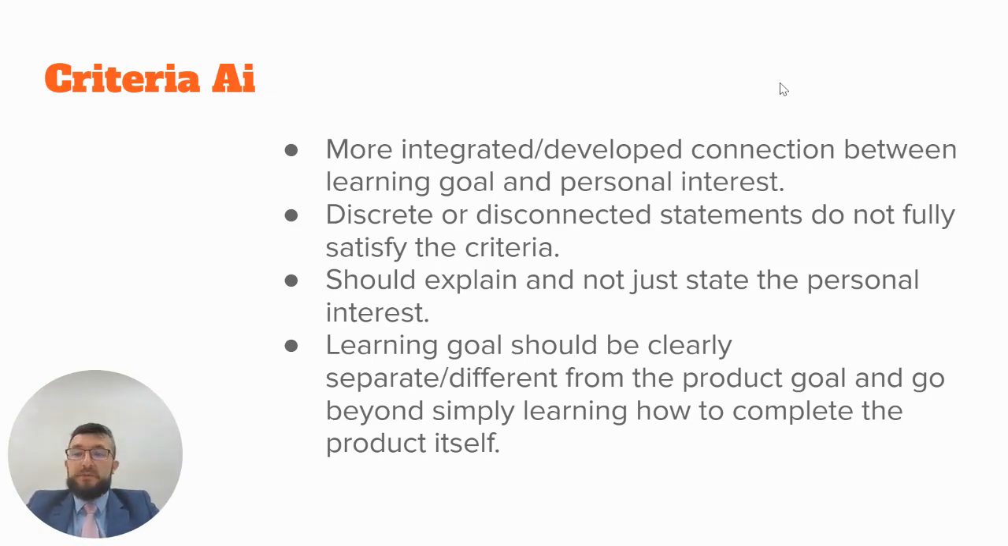There's some great examples of those learning goals in the guide, actually, the kind of learning goals they're looking for. But if you're doing graphic design and you're simply learning how to use a particular program, that wouldn't be going beyond, being completely separate from the product goal, right? They're looking for a deeper connection than that in terms of the skills that you'll learn about. So that's criteria A1, or strand 1 of criteria A.